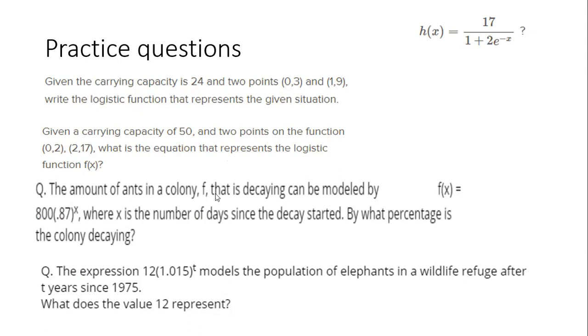The amount of ants in a colony that is decaying can be modeled by f of x equals 800 times 0.87 to the power x. Pay attention. This is an exponential function question, where x is the number of days since the decay started. By what percentage is the colony decaying? 87%. That's the correct answer. Because the... okay, I'll do that. Okay, I'll do that.